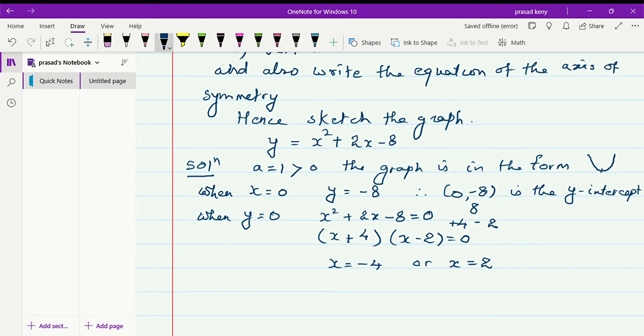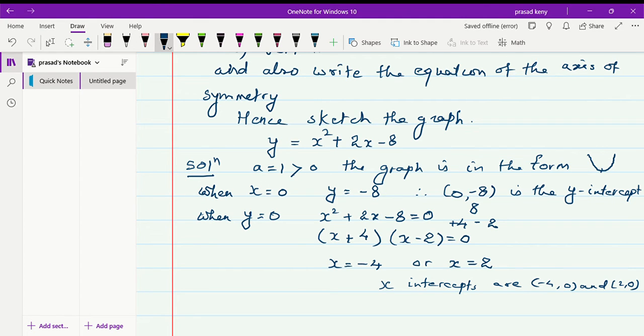These are the two roots of the quadratic equation x² + 2x − 8 = 0, and hence the x-intercepts are (−4, 0) and (2, 0).